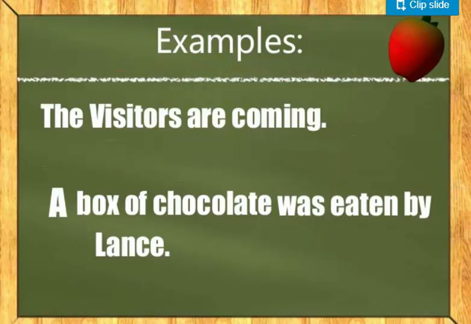Example: The visitors are coming. A box of chocolates was eaten by them. So the visitors are the important or famous or specific ones, and the box of chocolates is used in a general sense, right?